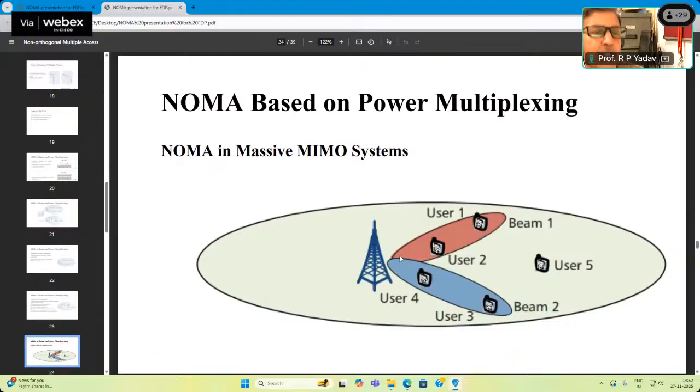Now lakhs of devices: your microwave oven will be connected, your car will be connected, every appliance in your house, your mobile, your TV or anything, they are all connected with the base station. So how can the base station serve so many of them simultaneously? That is only possible through beam formation. What we have so far talked about is time multiplexing, where we separate the signal across time, and frequency.